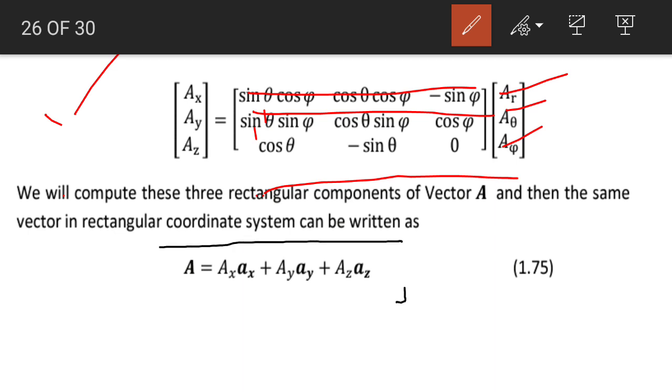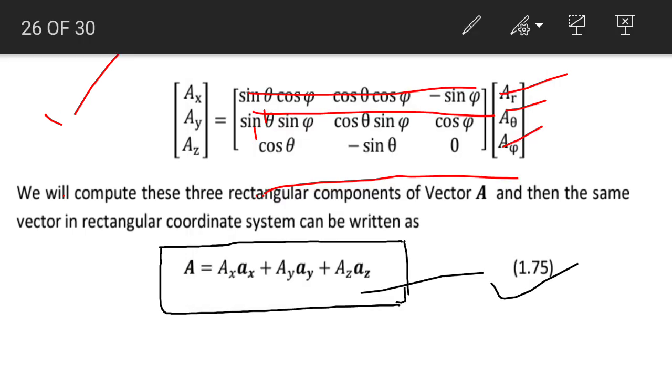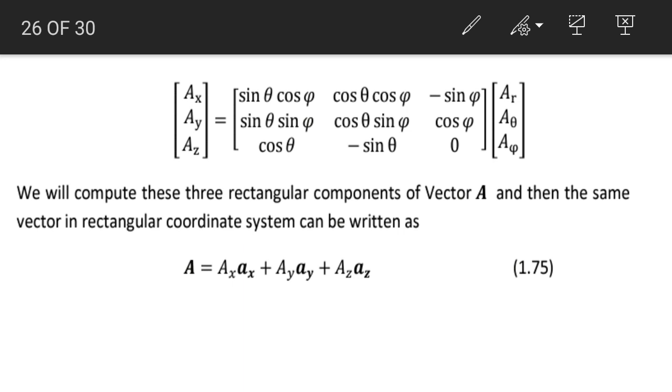represent the same vector in the cylindrical coordinate system. So you see, we can consider the same vector in the rectangular coordinate system. So this is how we transform a vector from the rectangular coordinate system into the spherical coordinate system, and from the spherical coordinate system into rectangular coordinate system.